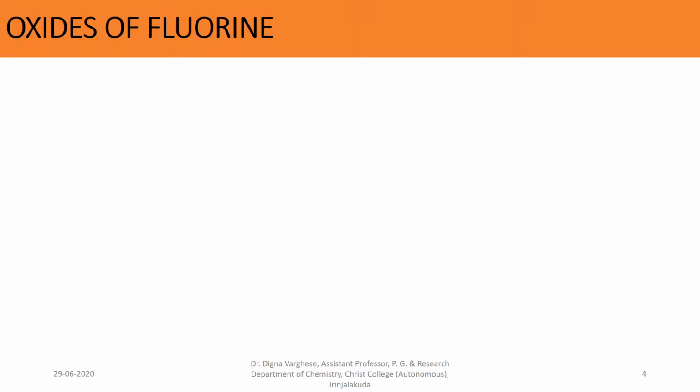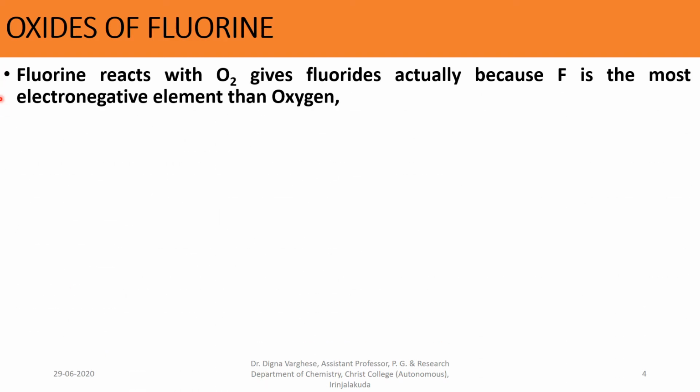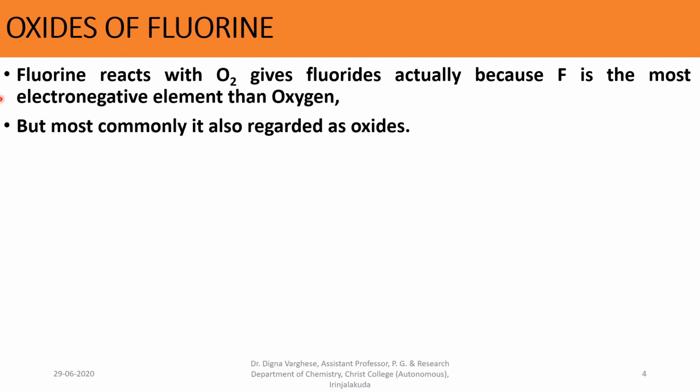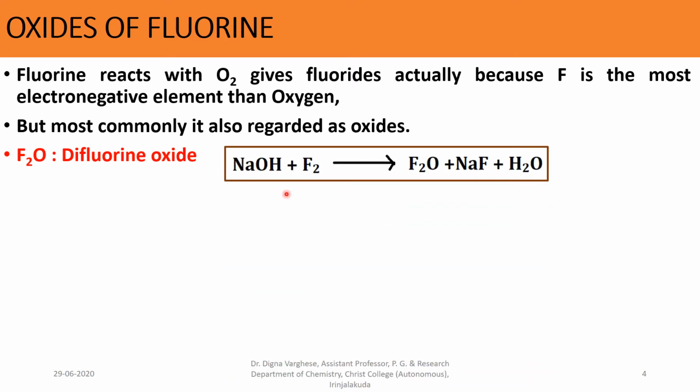Now we are discussing the oxides of fluorine. Fluorine reacts with oxygen to give fluorides, actually, because fluorine is more electronegative than oxygen, but most commonly they are also regarded as oxides. Difluorine oxide, F2O, is prepared by passing fluorine gas over sodium hydroxide, giving difluorine oxide, sodium fluoride and water.